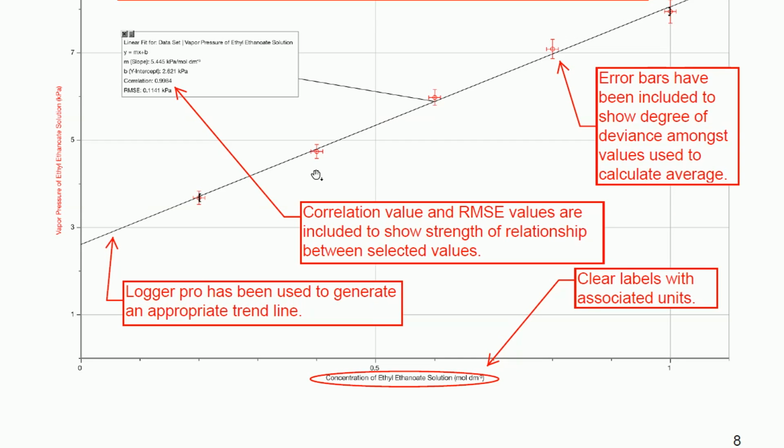first place. So to summarize, a student must include a clear descriptive title with a clear numbering system. They must have clear labels, and they must show error bars to represent deviance in the propagated values. By including correlation and root mean square values, this gives the moderator a better idea of how strong the relationship is between the variables. And this is something that students should always try to do, especially when they're creating a trend line to analyze their data in internal assessment.